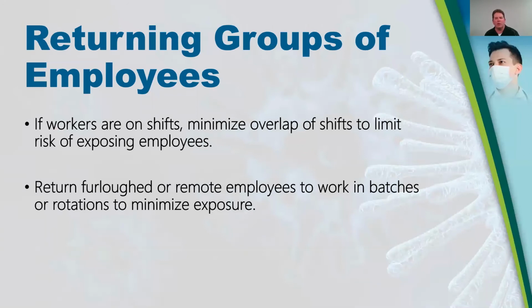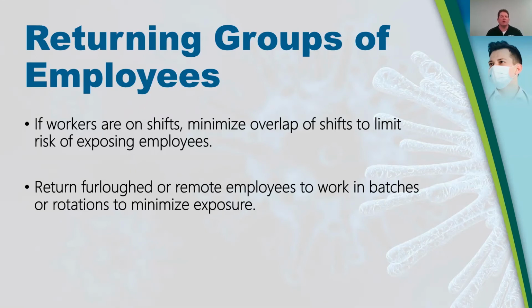If workers are on shifts, we want to make sure that we're minimizing that overlap to avoid exposure. We may have to look at staggering how employees come in. If our shift change is at 3 o'clock in the afternoon, we might want some employees to come in at 2:30, other employees to come in at 2:45, others a little bit closer to 3, to minimize that backing up of staff at time clocks and break rooms and locker rooms and so on and so forth.